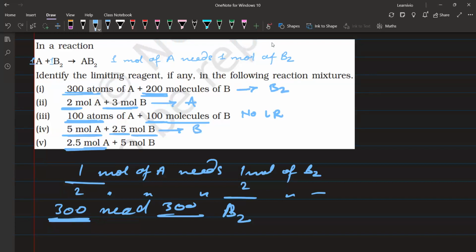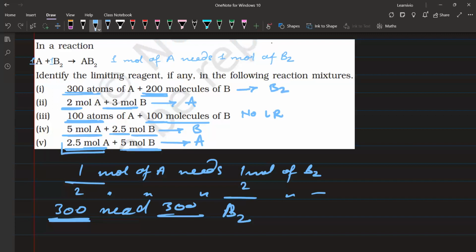अच्छा, 2.5 moles of A requires how many moles of B? 2.5. So how much do we have here now? नहीं, mole B कितना है? 5. So B is more than A, मतलब B जितना चाहिए था उससे ज्यादा है. That means in this case A is less. A यहाँ पे क्या हो जाएगा? Limiting reagent. ठीक है.